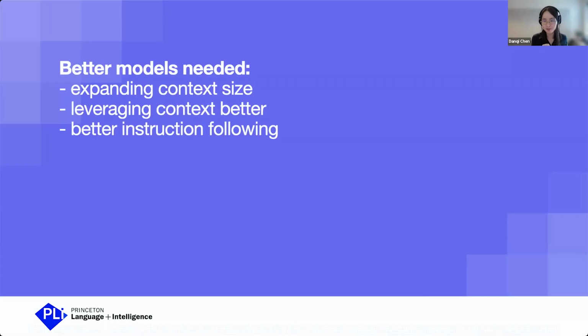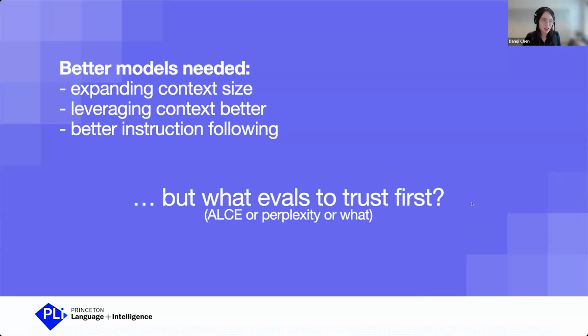Clearly, at the time, we actually needed better long context models. So we needed to figure out how to really expand the context window size of language models. If they only have 2,000, 4,000 context size, they just cannot support a lot of useful applications. And more importantly, we need to figure out how to make these models better leverage context and also do better instruction following. But in order to develop long context models, the first question we wanted to ask is what evaluations should we actually trust?